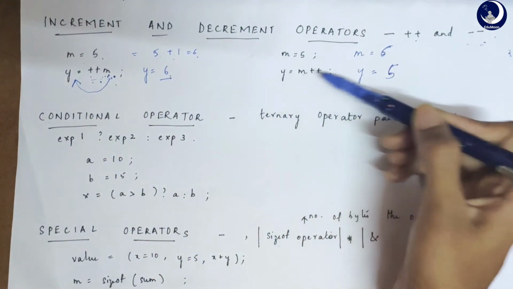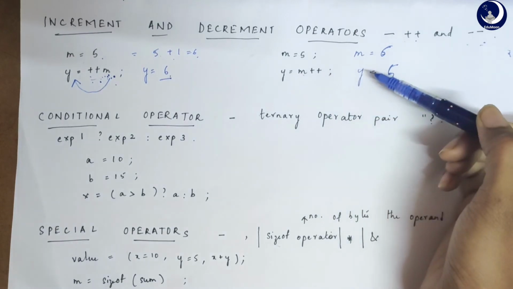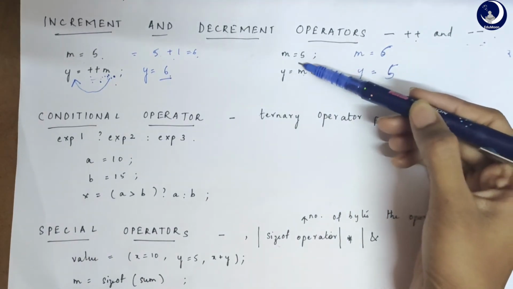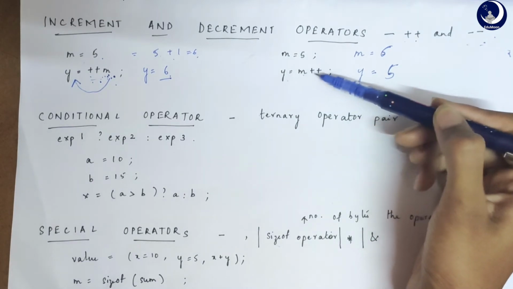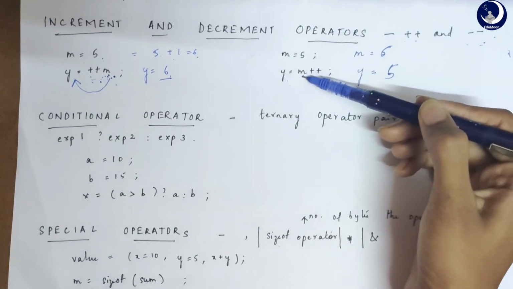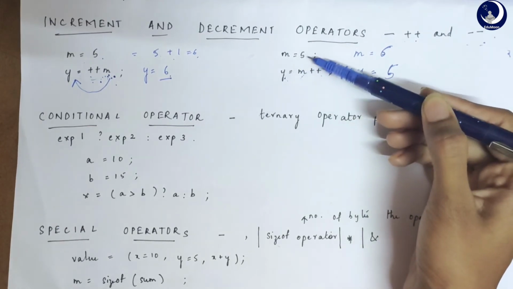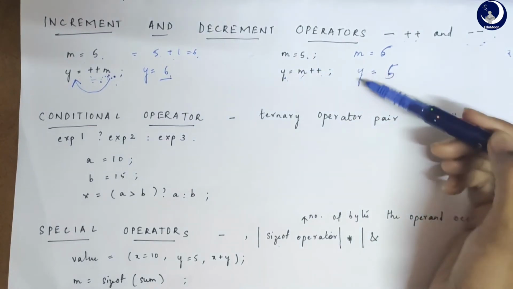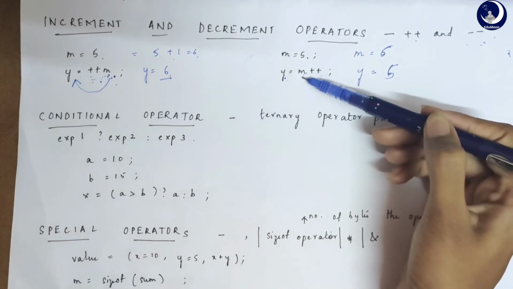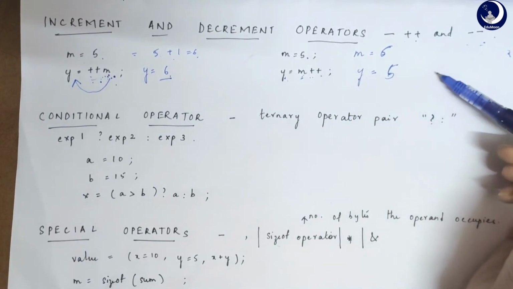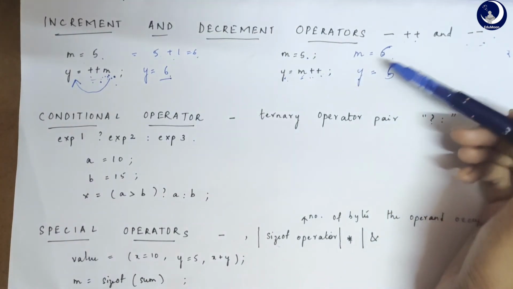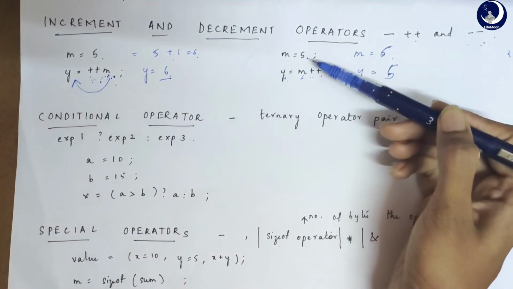Coming to m plus plus, which is the post-increment operator, we have m is equal to 5 and y is m plus plus. So first m is assigned to y. What is m here? 5. 5 is assigned to y, and after assigning it gets incremented. So m gets incremented by 1. So 5 plus 1 is 6 and 6 is assigned to m.